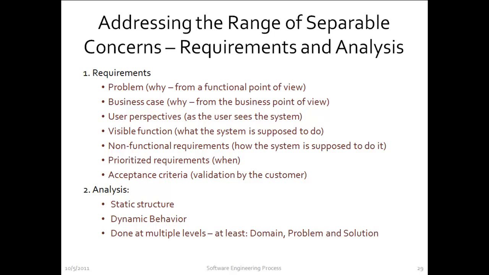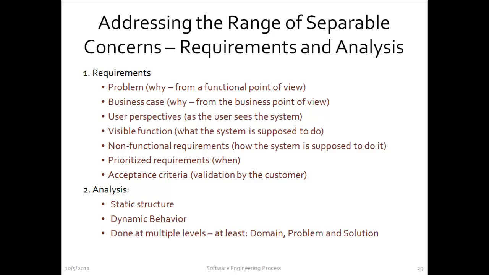This slide lists the important requirements and analysis concerns. With respect to requirements, the separable concerns are the problem that is being solved, which is the why from a functional point of view, the business case for the project, which is the why of the system from the business point of view, the user perspectives, basically how the user will see the system and interact with it, the visible function, which is what the system is supposed to do, the non-functional requirements, which is how the system is supposed to do it, prioritized requirements, which is what is the relative importance of all these requirements, and finally the acceptance criteria, which is how the customer is going to validate the system.